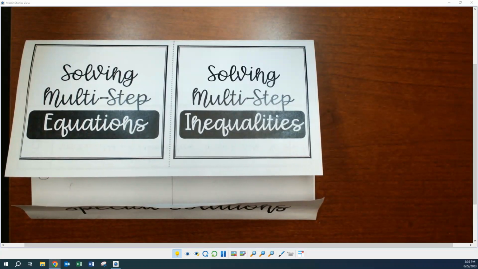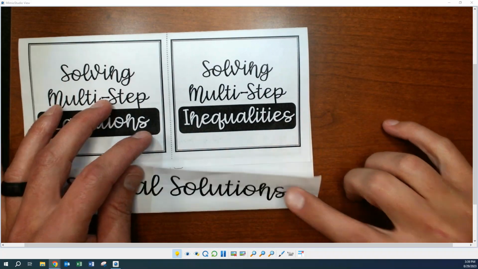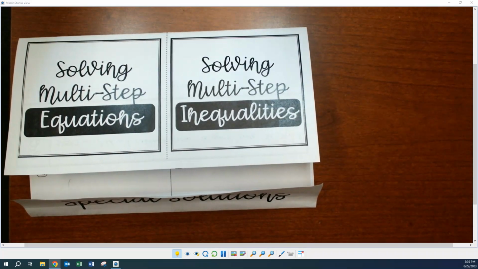Today we're going to look at solving any multi-step inequalities, and we will have a special solution at the end. This is part 2 of these notes. Let's go ahead and get started.